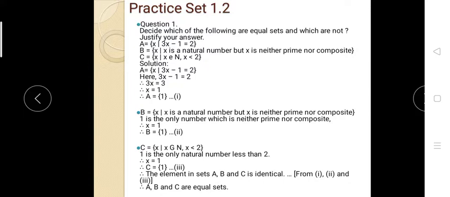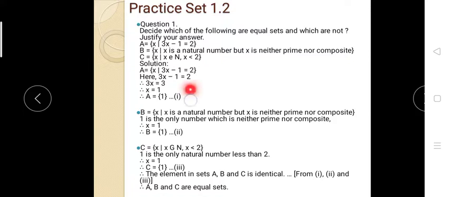Which are the types of set? Null set, it is also called an empty set. Then singleton set. Then finite and infinite set. Now, in this session, I am going to explain the examples based on the types of set. See practice set 1.2, some examples.